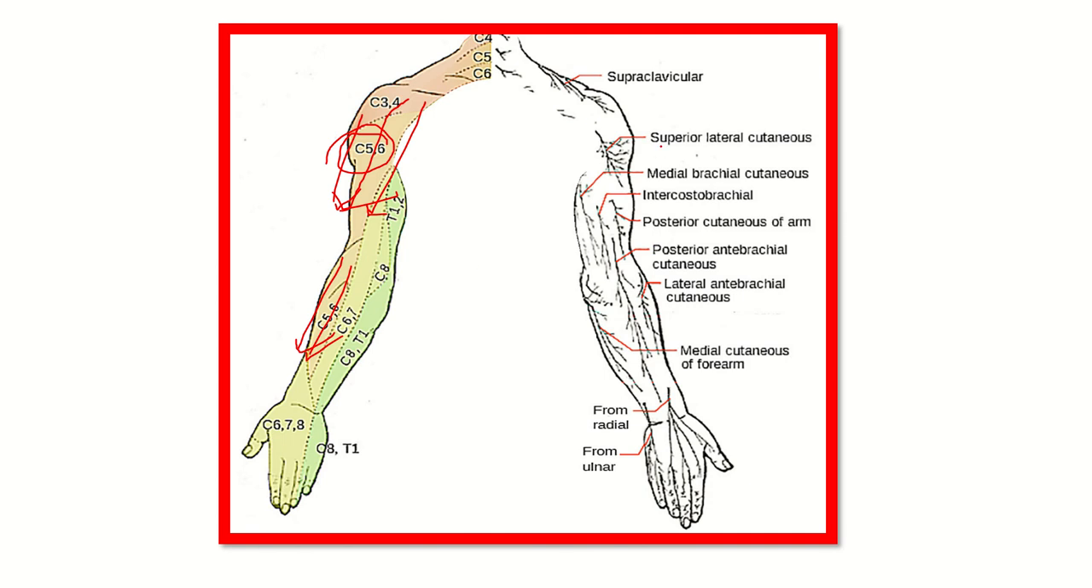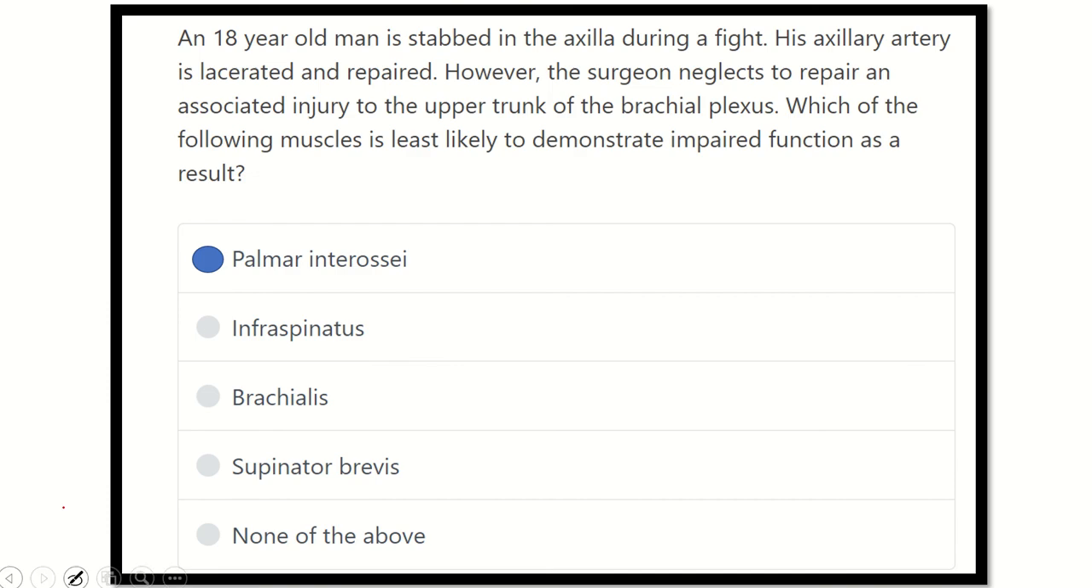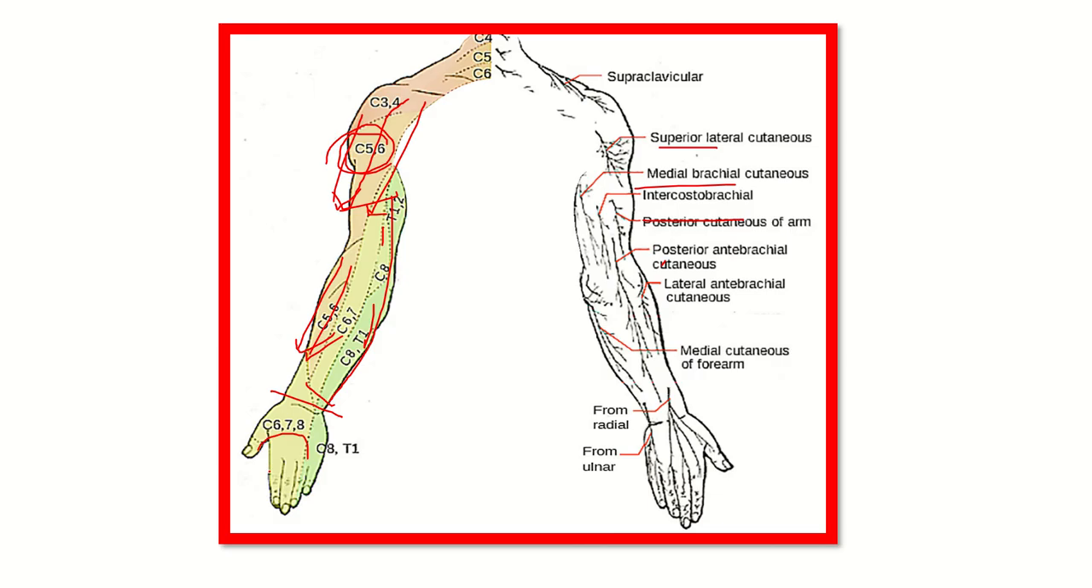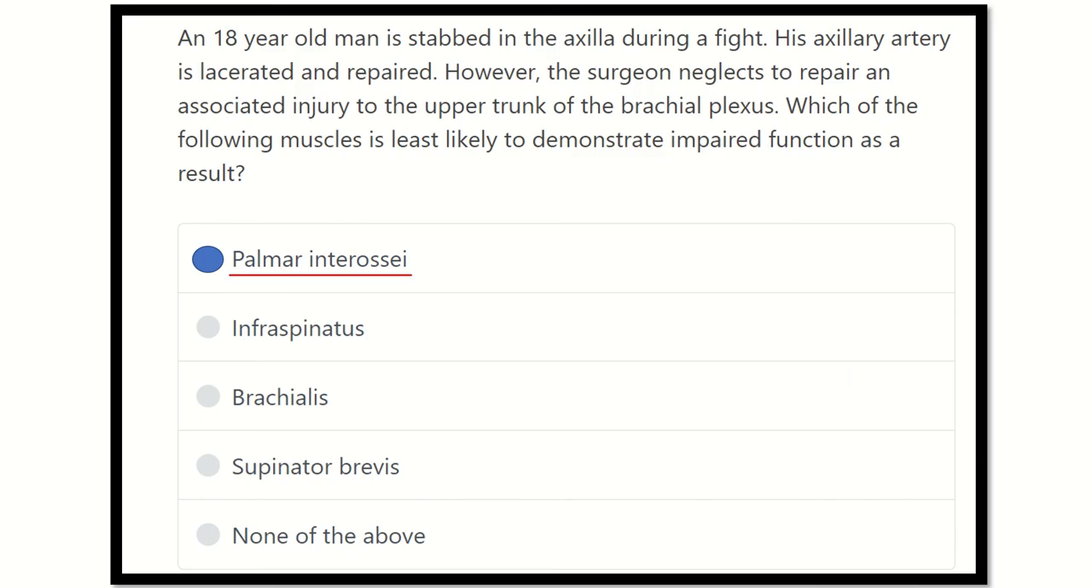So here we can see this area, and different muscles in this area will be impaired. This distal muscle will not be affected. So our final answer is palmar interossei, because palmar interossei is present in this region, and it is supplied by the ulnar nerve, whose root value is cervical 8 and thoracic 1, so it will not be involved in this injury.